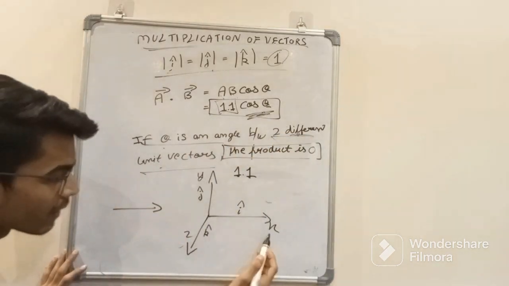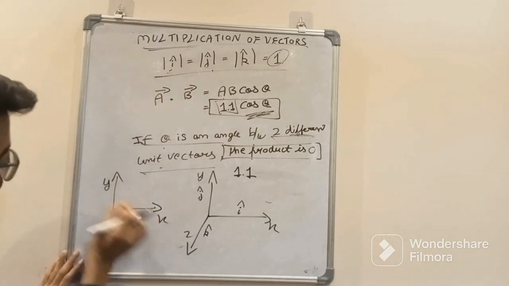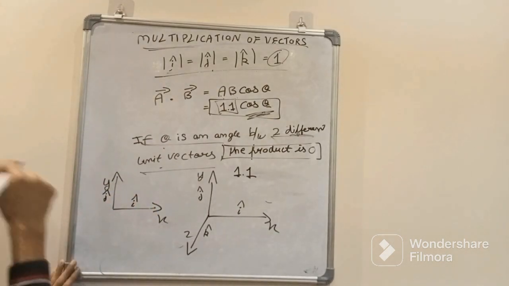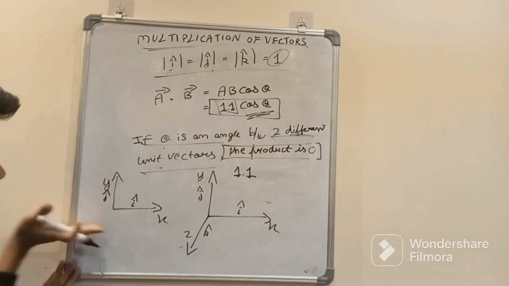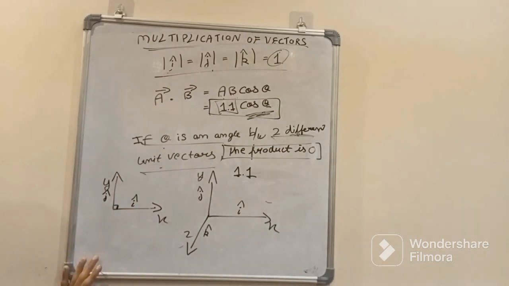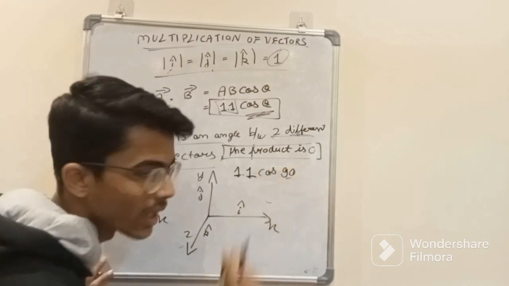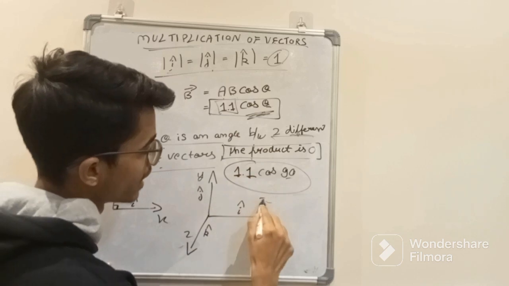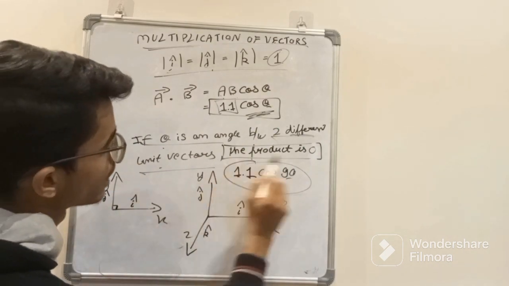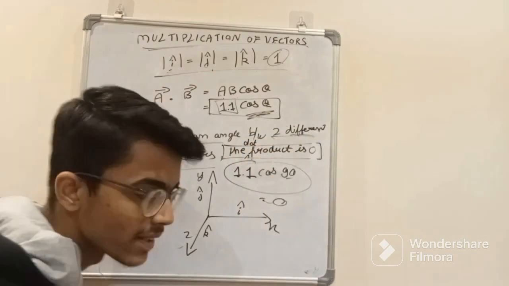Let's say हमारा एक x axis है और एक y axis है, and one is I cap and the other one is j cap unit vectors. सो एक हमारा इस डायरेक्शन में है, एक हमारा इस डायरेक्शन में है. That means the angle is 90 degrees. So that means 1 cos 90 and all of us know cos 90 is 0. सो ये जो हमारा पूरा टर्म है, that will be equal to 0. This is how if theta is an angle between two different unit vectors, the dot product to be precise, the dot product is 0.